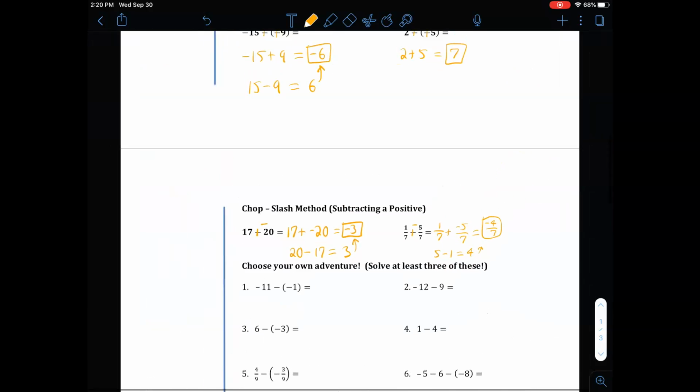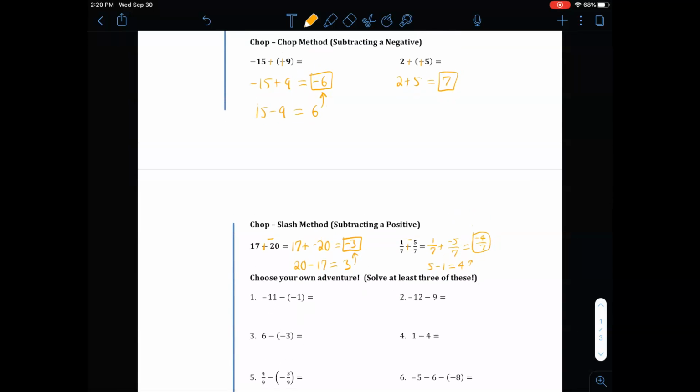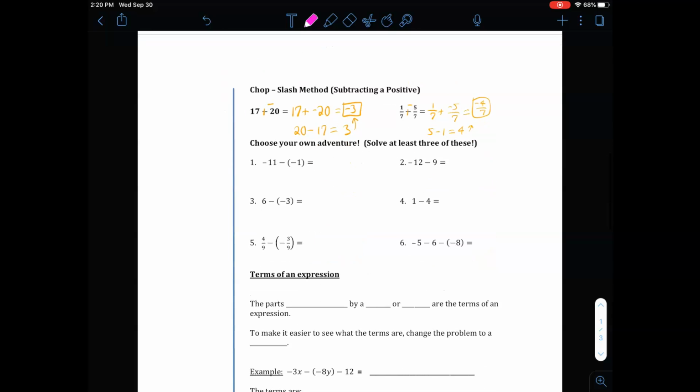Okay, I'm going to zoom out a little bit for these ones. Go ahead and try 1 through 6. Choose your own adventure to solve at least 3 of these. I would try all of them if I were you, because you guys are working from home, but if you just want to follow along for a couple of them, that's fine. But choose your own adventure, try 3 of these problems. All right, welcome back. Let's do it.